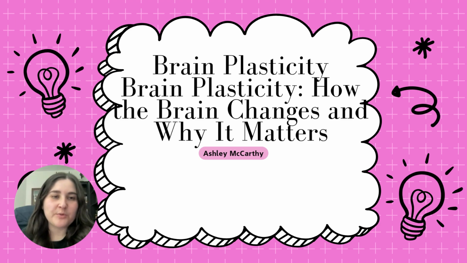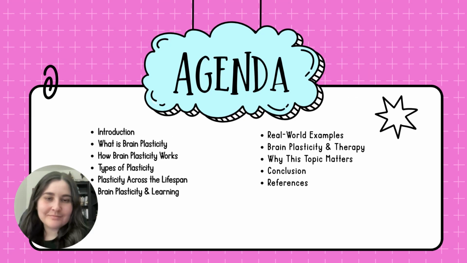Today we'll be talking about brain plasticity, how the brain changes, and why it matters. On our agenda, we will do an introduction. We'll talk about what is brain plasticity, how brain plasticity works, types of plasticity, plasticity across the lifespan, brain plasticity in learning, real world examples, brain plasticity in therapy, why this topic matters, conclusion, and we'll look at my references.